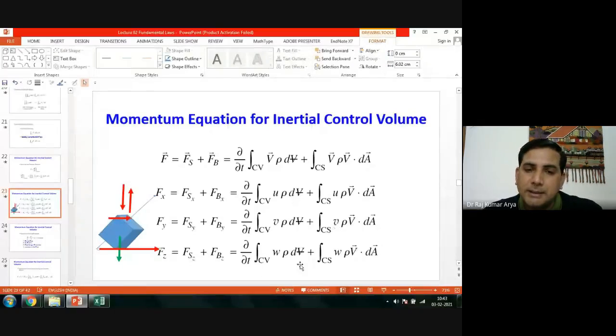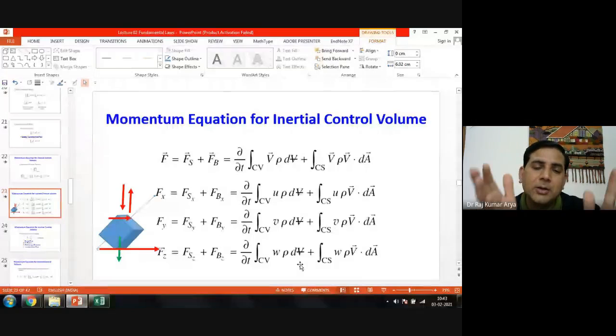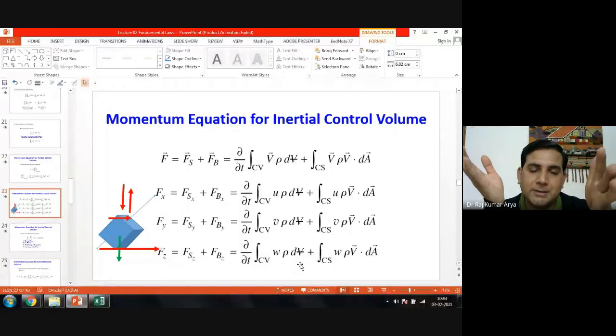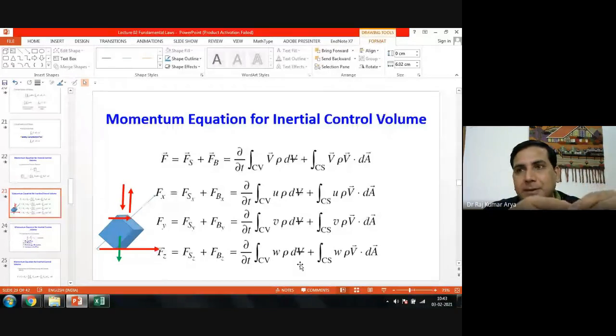So in chemical engineering operations, these are the only two forces which we always consider: either the surface force or the body force. It means the electrical forces, nuclear forces, and all other forces we are not considering, because their magnitude in our operations is negligible. Okay.